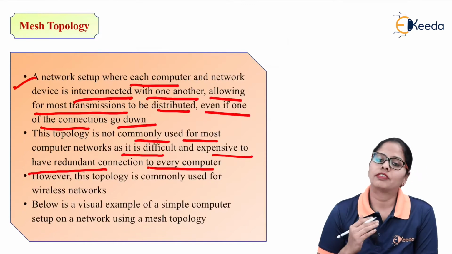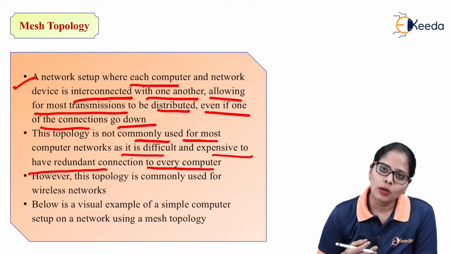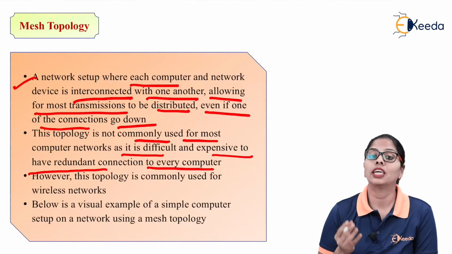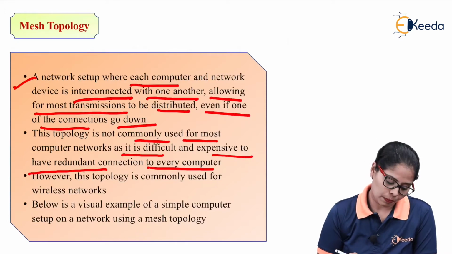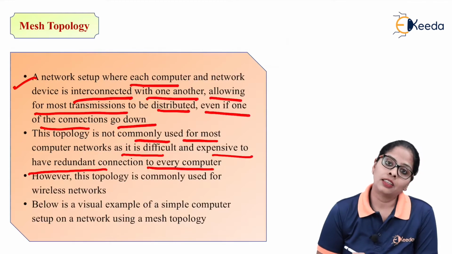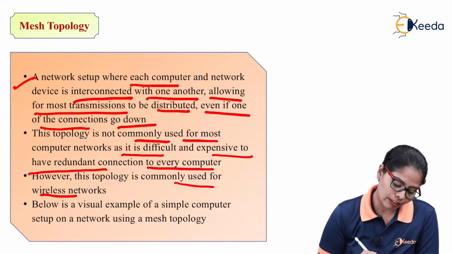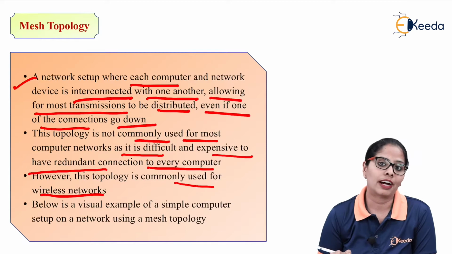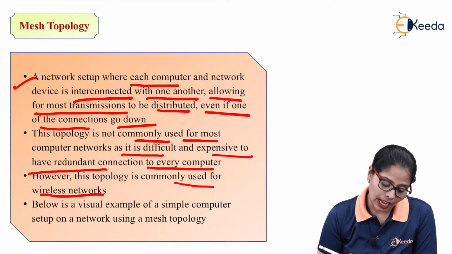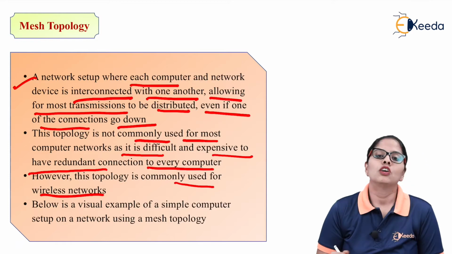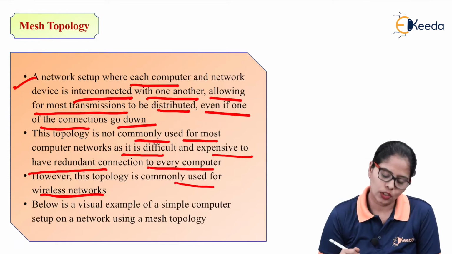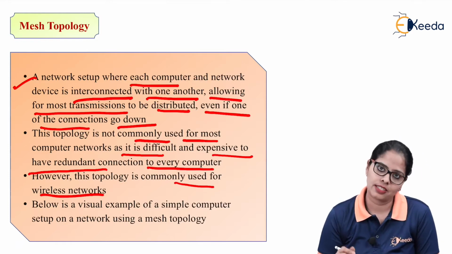Because of this disadvantage, it cannot be used for a large network, and it also cannot be used because of the cost. So basically, this topology is used for the wireless network. In the wireless network, you are connecting the devices without wires. So in that case, we are using this topology. Now let us discuss the topology with the help of an example.